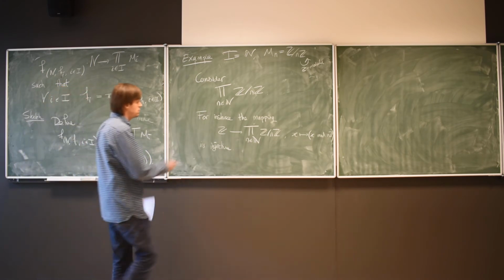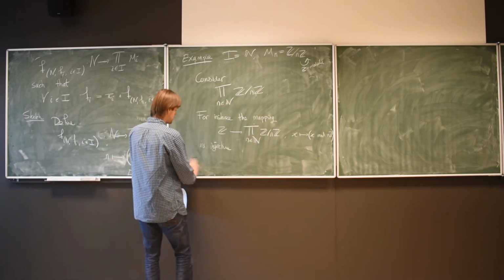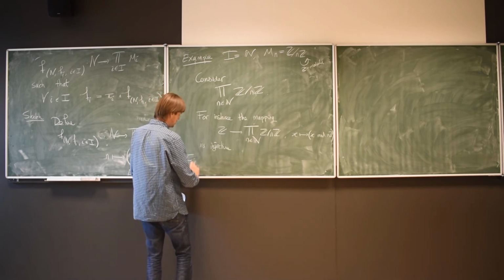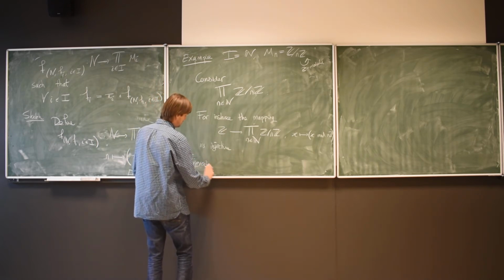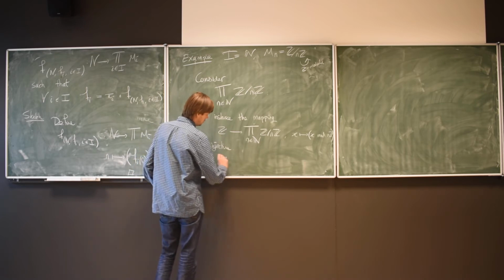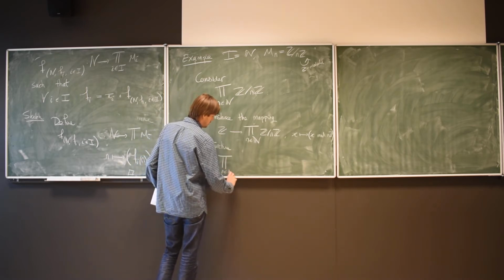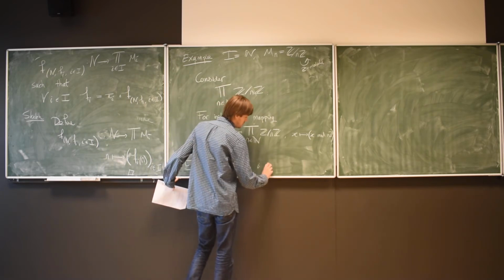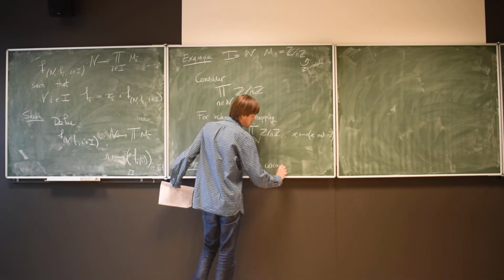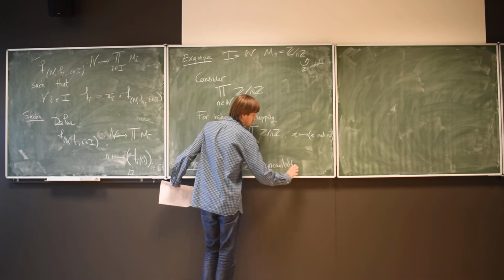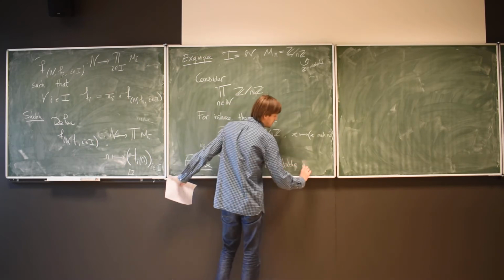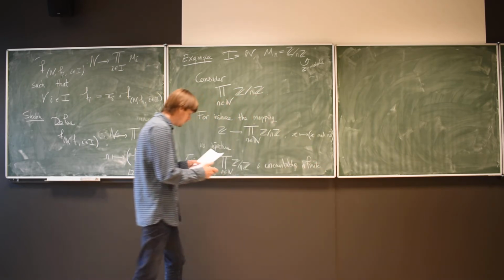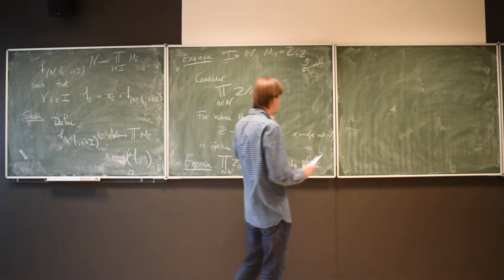Another thing you can notice is that this product is uncountably infinite. So leave that as an exercise. The product of Z modulo nZ is uncountably infinite. So it's a huge module.